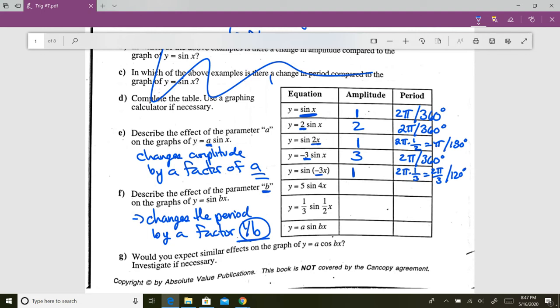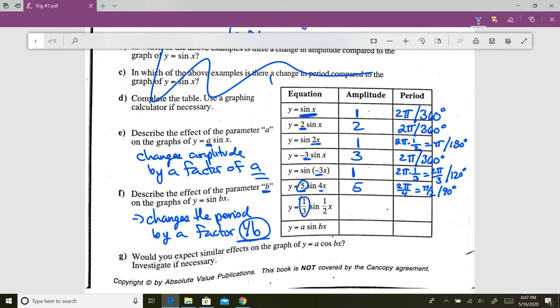And then the next one, we have an A and a B. So the A changes the amplitude, it's just 5. Essentially whatever your A value is, is your amplitude. And the B is just 2 pi over your B value, which is 4, which is pi over 2, which hopefully you remember is 90. Or 360 divided by 4, which is 90.